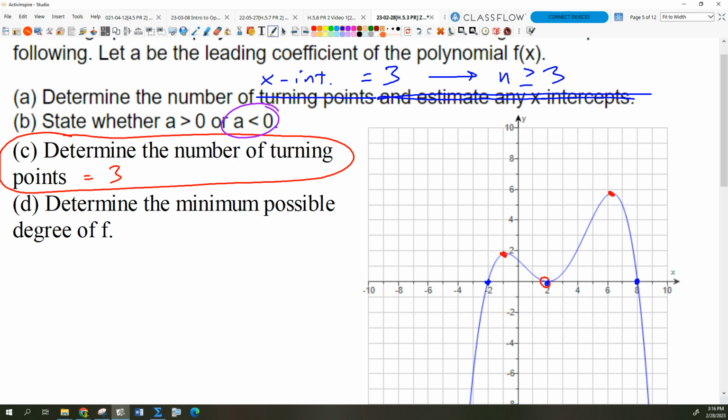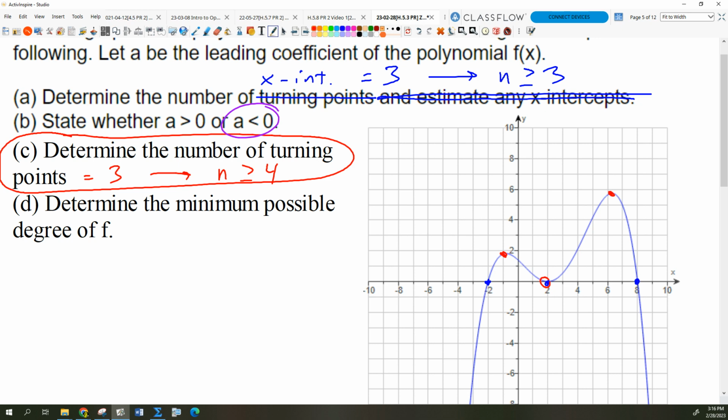Okay, and think about the parabola. The parabola has 1 turning point, but degree 2, right? And the way you think about it is there can only be at the most 1 fewer turning points than the degree. The number of turning points can be at most 1 less than the degree. Okay? So that's telling us that n has to be greater than or equal to 4. So between the two, and we said the end behavior was even, right?